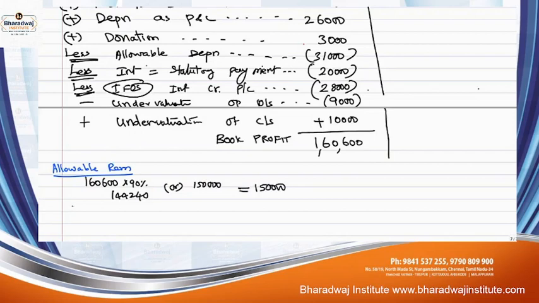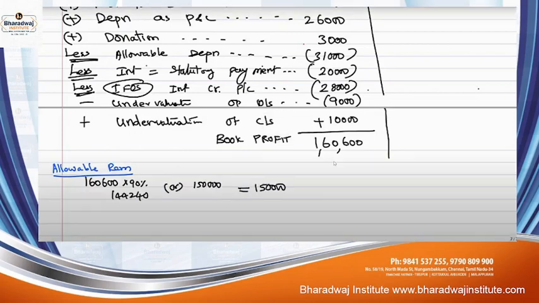Once again, I repeat. First 3 lakhs of book profit, what is allowed? 90% of book profit or 1,50,000, whichever is higher. So what is the book profit? 1,60,600, and 90% of that is 1,44,240, or 1,50,000, whichever is higher. This is as per the Income Tax Act.